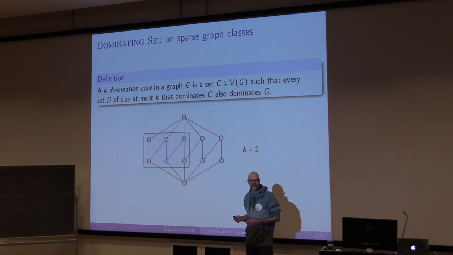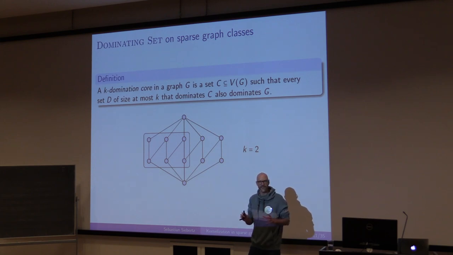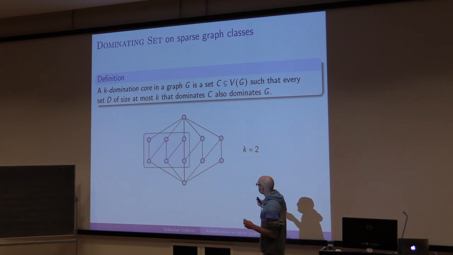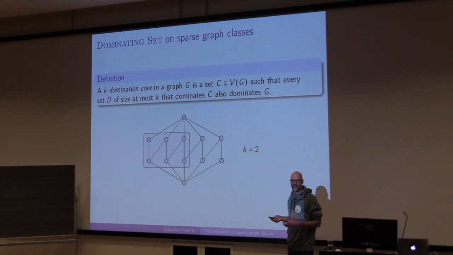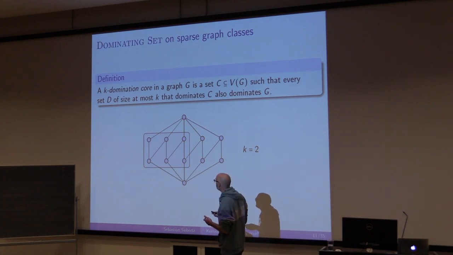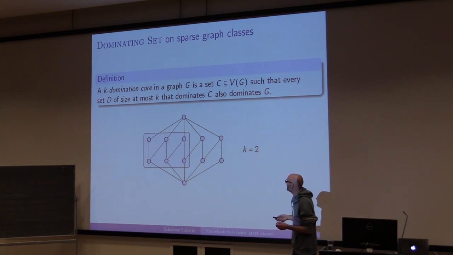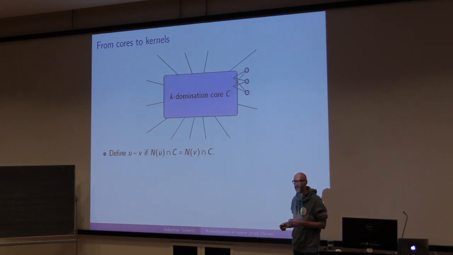And it captures the domination properties of the whole graph. And we want this to be small. Of course, domination cores cannot exist in all graphs, otherwise, from a domination core, it's not so difficult to get to a kernel and then to an FPT algorithm.